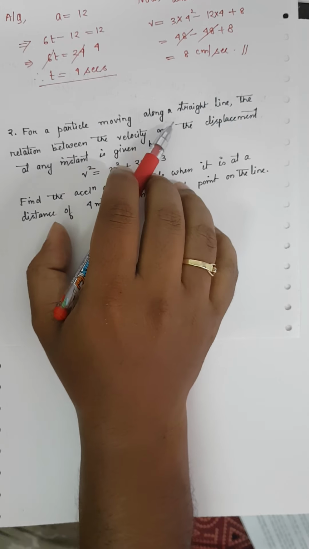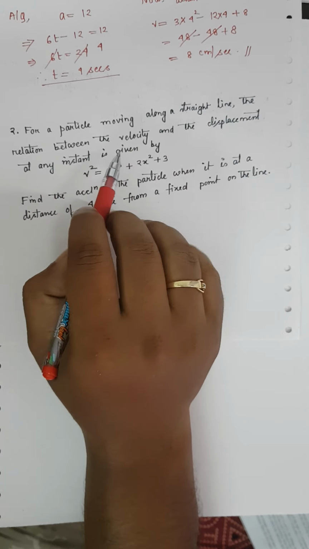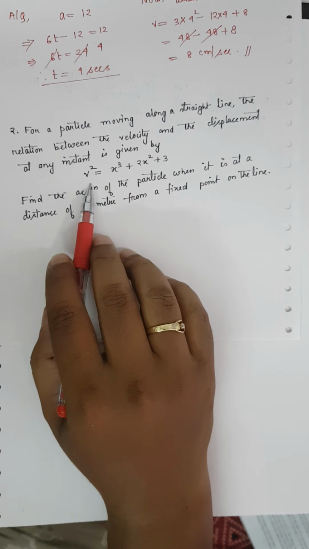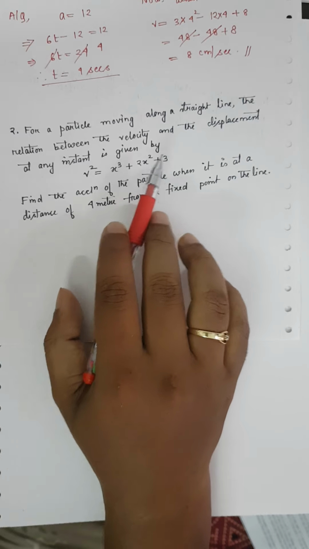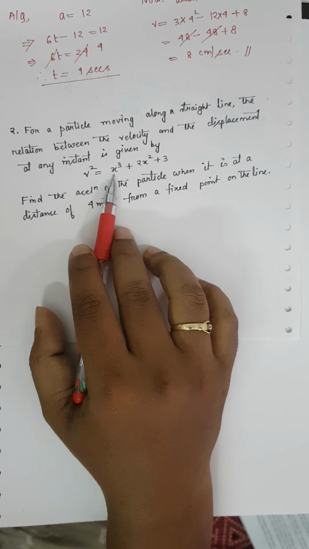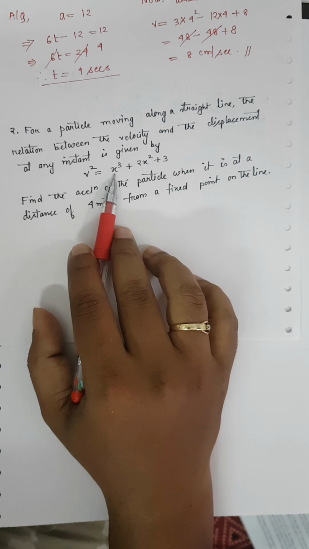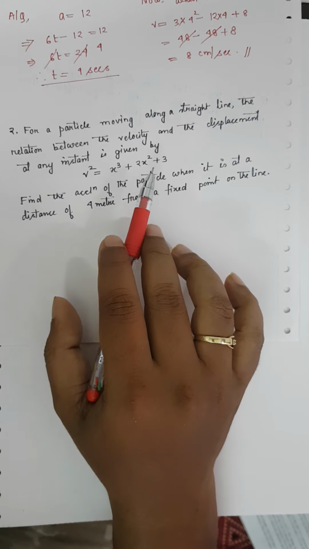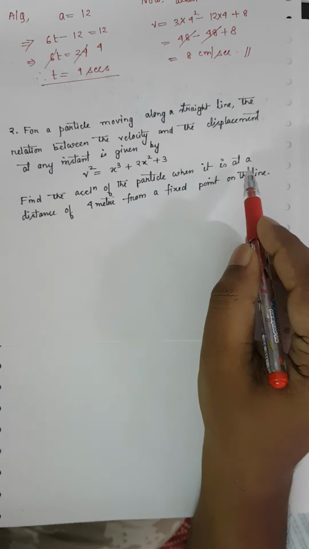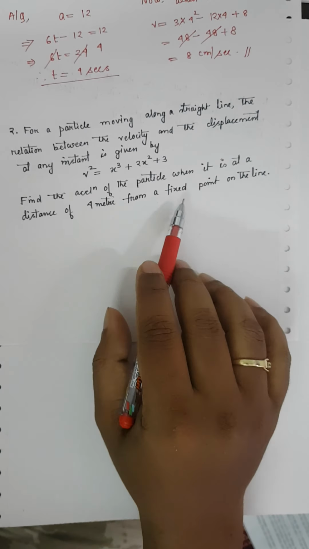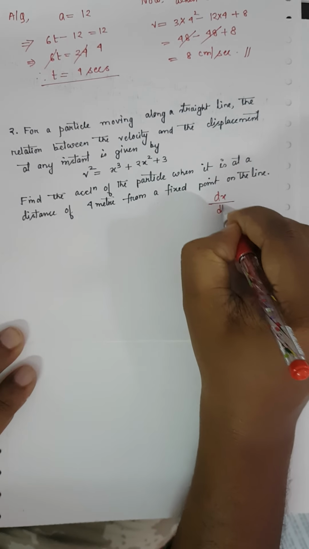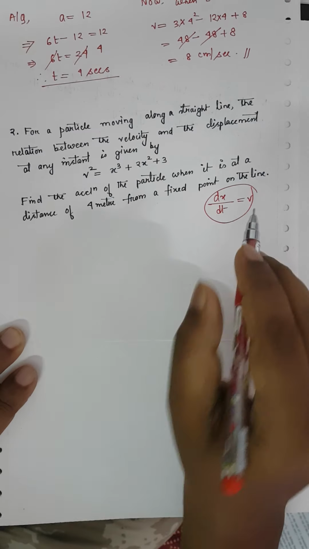For a particle moving along a straight line, the relation between the velocity and the displacement at any instant is given by v square is equal to x cube plus 2x square plus 3. Keep in mind v is your velocity and x is your displacement. So whenever I differentiate x with respect to t, I will get the velocity. Now find the acceleration of the particle when it is at a distance of 4 meter from a fixed point on the line. So remember that dx by dt is nothing but velocity. Okay, you need to remember this.